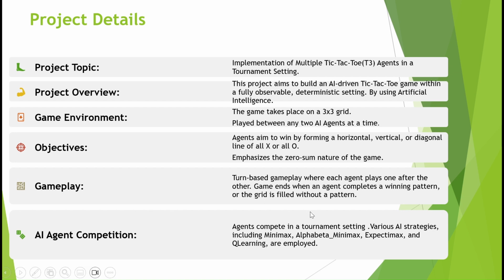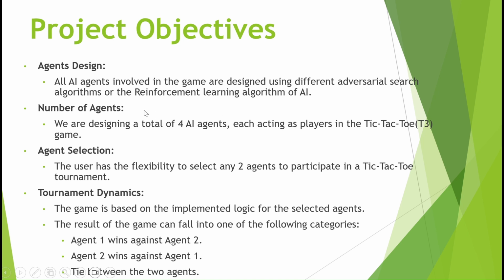In our project, we are using AI strategies like Minimax, Alpha Beta Minimax, Expectimax, and Q-Learning. Our project objectives are that all AI agents involved in the game are designed using different adversarial search algorithms or the reinforcement learning algorithms of AI. We are designing a total of 4 AI agents, each acting as a player in the tic-tac-toe game. The user has flexibility to select any 2 agents to participate in the tic-tac-toe game.